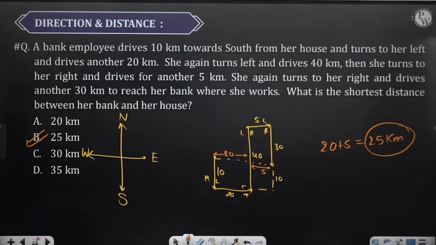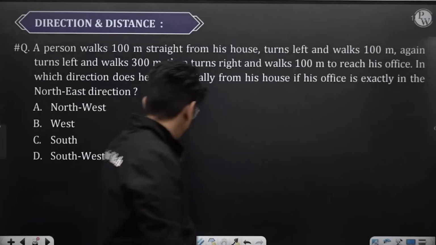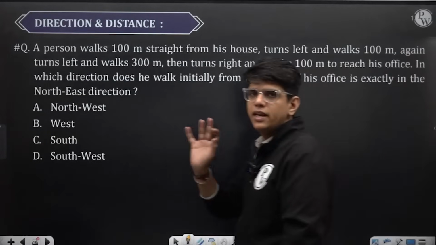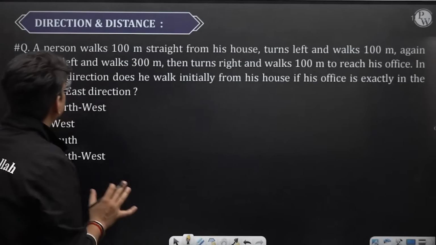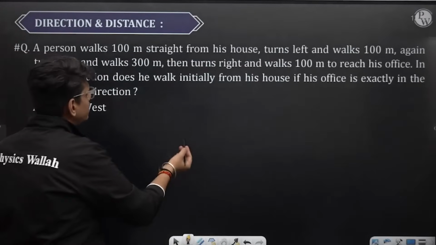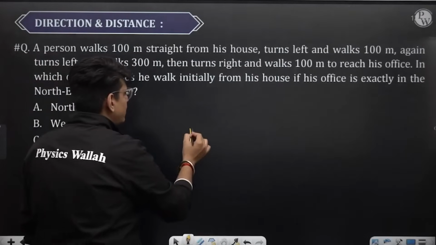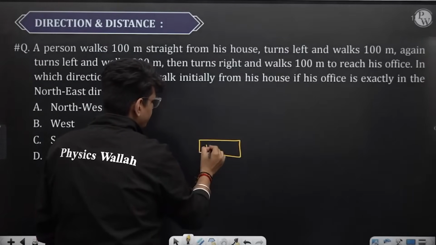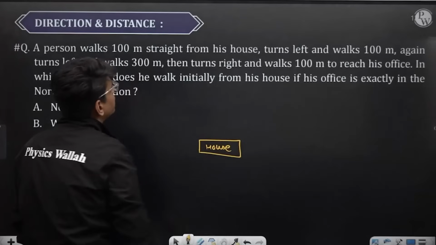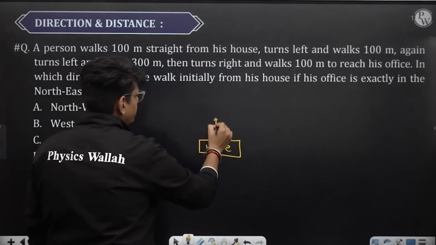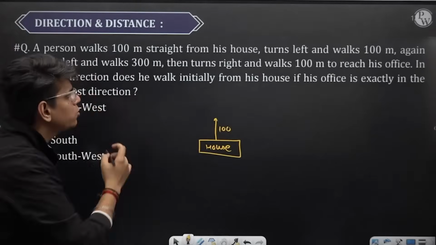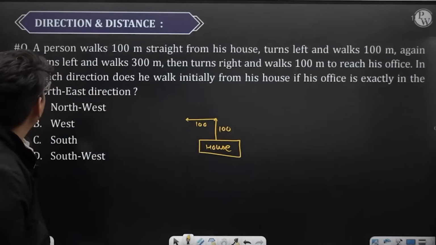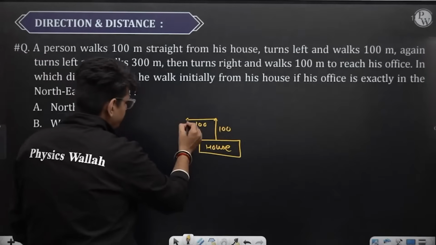Okay. Next, this is one of the favorite questions of UPSC for the last few years from direction and distance. They don't give you the initial direction. So what they do is a person walks 100 meters straight from his house. If this is the house, I assume that this is the house and this is the front, straight 100. Then turns to left and walks 100 again, right? Again turns to left and walks 300.